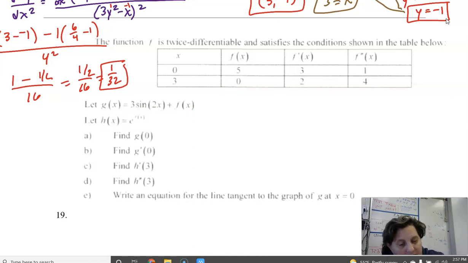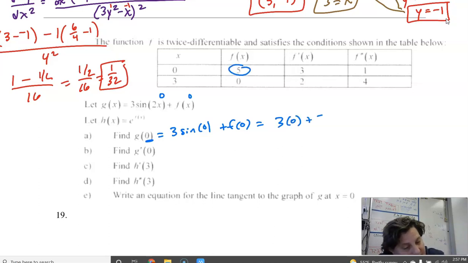Let's do a different color here. This just means plug in 0 here and here. So g of 0 would be 3 times the sine of 0 plus f of 0. Well, if I go look at my best friend trig chart, I know sine of 0 is 0, and f of 0 is 5. So 0 plus 5 is 5. Okay? Now I've got to find g prime of 0.